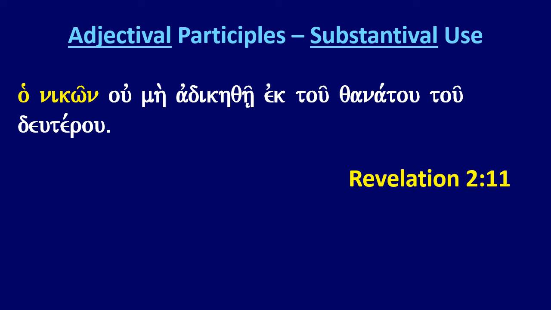That individual will not be hurt by the second death. Now, because it's a present tense participle, it's not telling us necessarily that this person continually overcomes, as though they have a pattern or a habit in their life of practically overcoming sin, Satan, and the world, etc. And so just to clarify that when you see that present participle, don't automatically think of ongoing action.